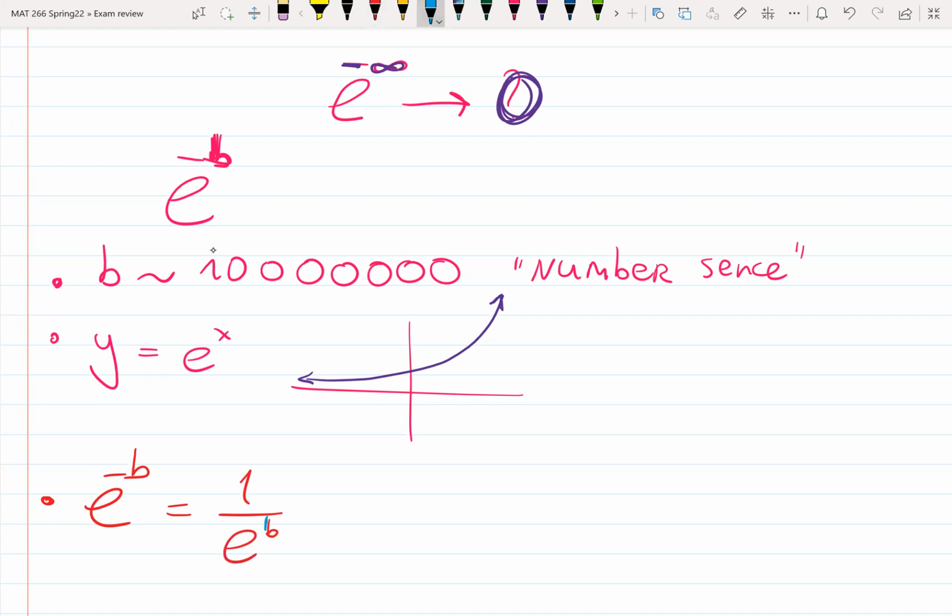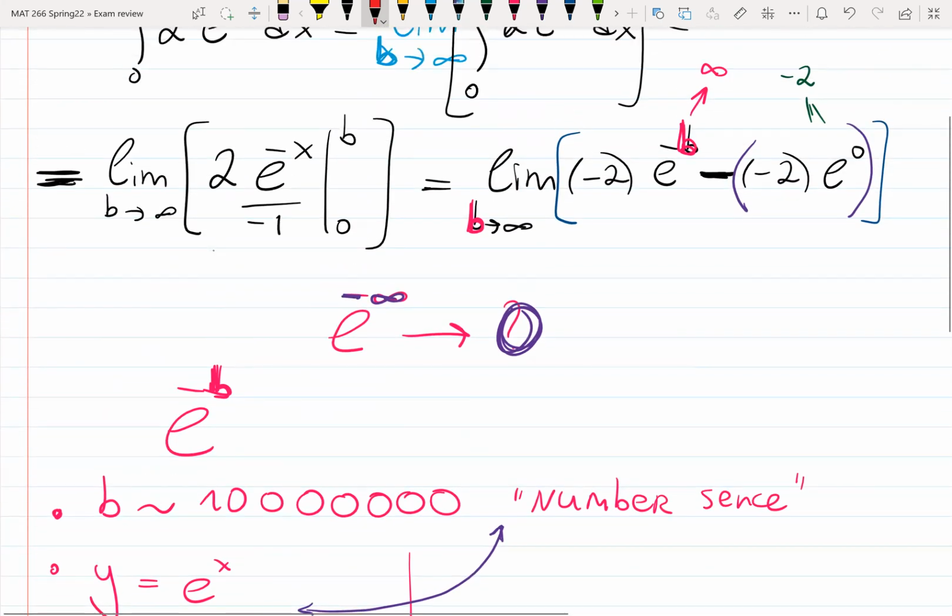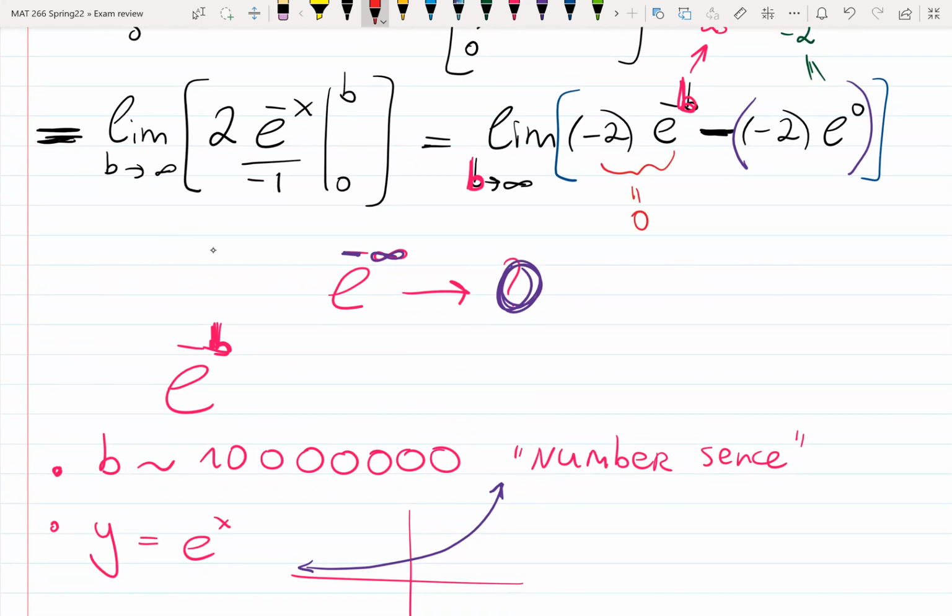b still goes to plus infinity, right? But now this is a huge number that explodes in the denominator. If everything explodes in the denominator, the total shrinks to 0, calculus 1, if you remember. So this way also is working. So the answer is 0, which is good because this whole term is 0.